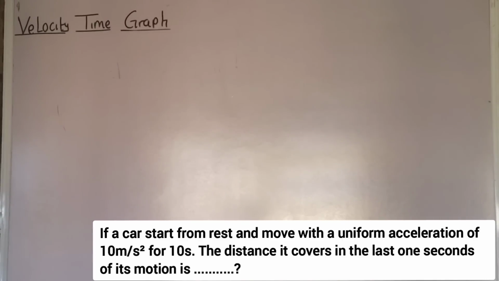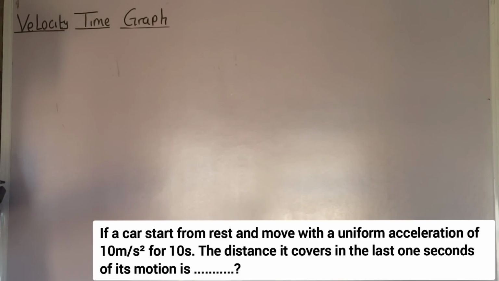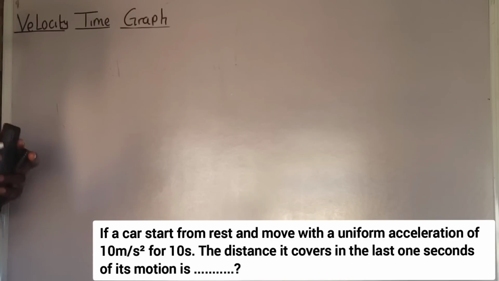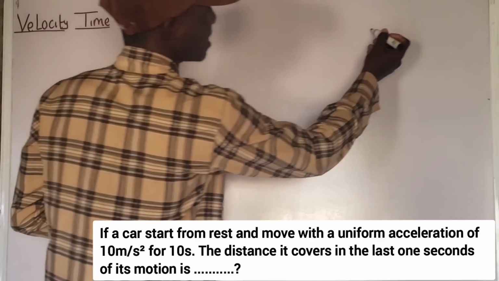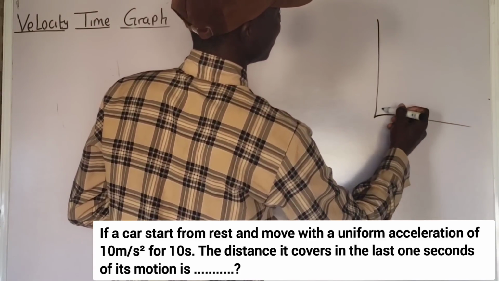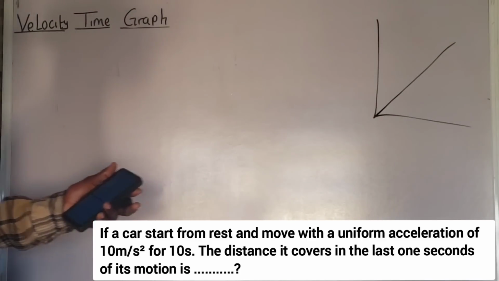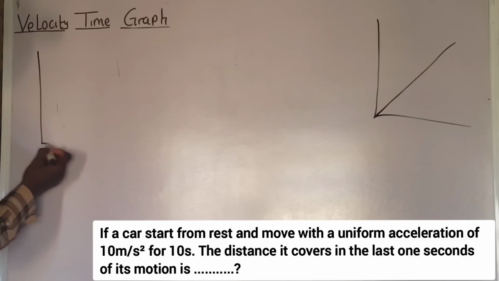Okay, let's draw the velocity time graph. Don't forget that the question says the car starts from rest, you understand, and it accelerates for 10 meters per second squared. Please, I want you to pay attention. We've learned in our previous class that if we have a car that starts from rest, the velocity time graph will look like this, you understand. So because the car starts from rest, let's have the velocity time graph.